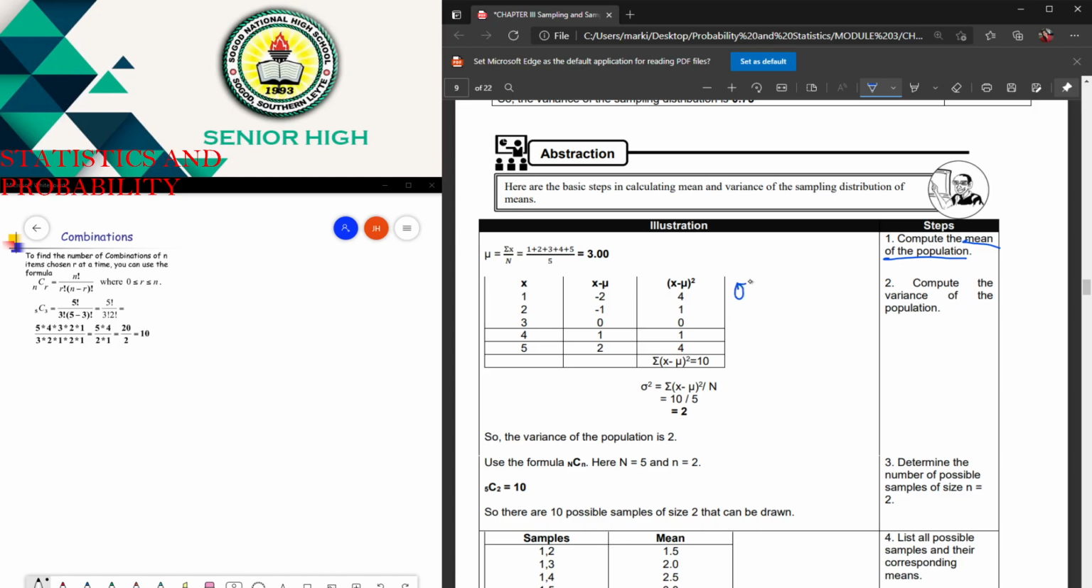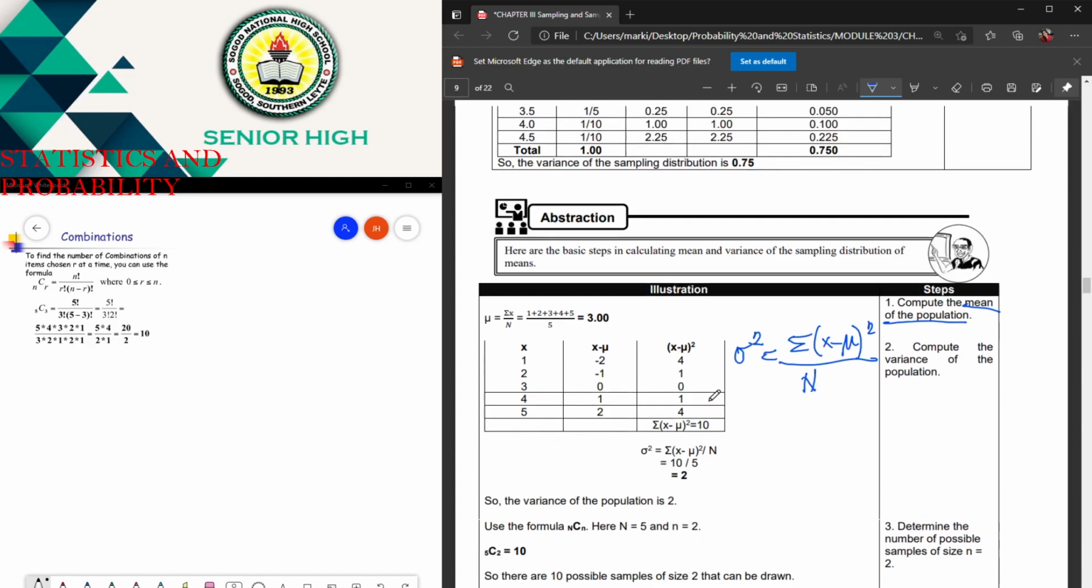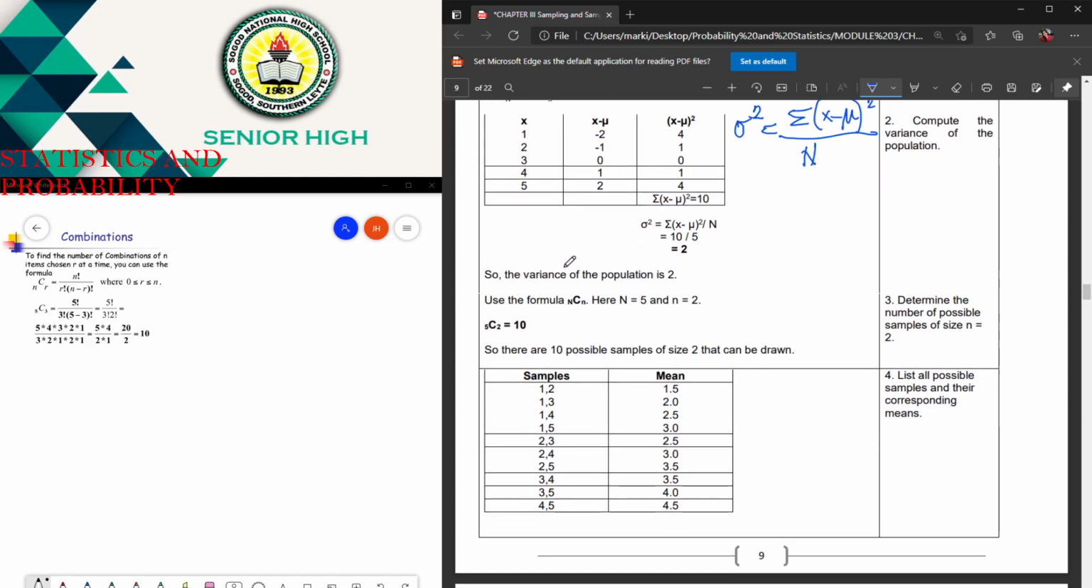Again, we have the formula. What's the formula? The variance is equal to the summation of x minus mu, squared, over the capital letter N. So that is how you're going to get the variance. I know you already know that one. So get the summation, and the variance of the population is 2.